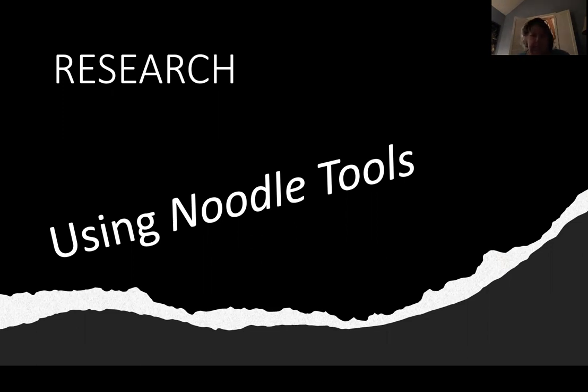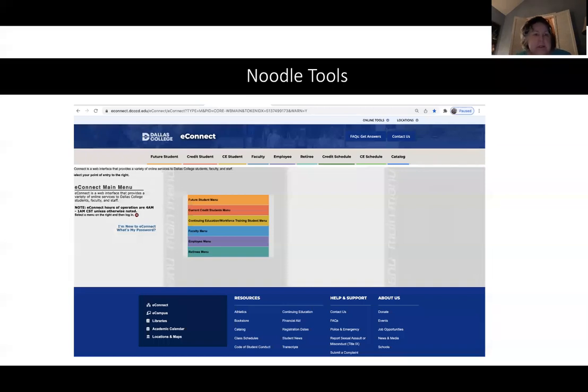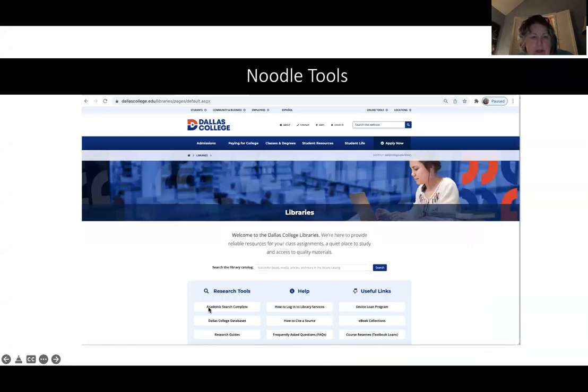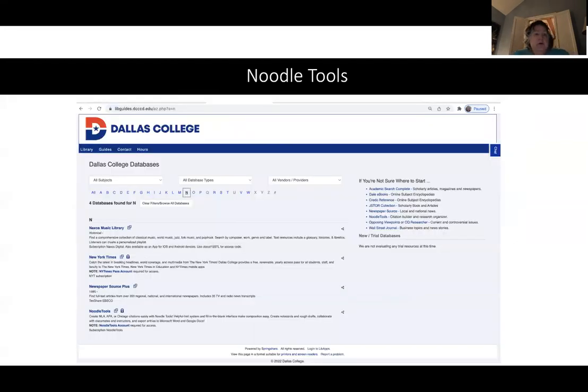So let's get started. You'll go back to this screen on eConnect, just like you did with Academic Search Complete. You'll go to libraries, you'll click on that. Then you'll see this screen, which you also saw with Academic Search Complete, but you're not going there. You're going to Dallas College Databases. Click on that. Okay, now you're going to go to N for Noodle Tools. So click on N. These are the databases that are alphabetized, and you're going to click on Noodle Tools.